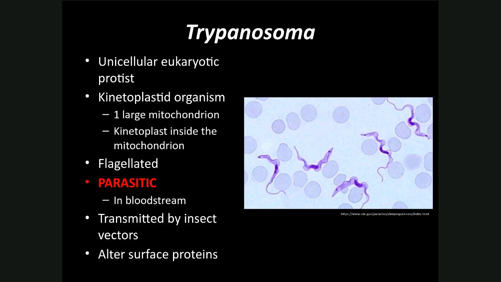So Trypanosoma is a unicellular eukaryotic organism, which is a member of kingdom Protista. More specifically, it is a kinetoplastid organism. Typical of kinetoplastids is that they have one large mitochondrion with a structure called a kinetoplast inside, and that kinetoplast contains DNA and associated proteins. Trypanosoma moves with the aid of flagella, which we'll see in just a moment. And in case you didn't figure it out already, Trypanosoma is parasitic, and it lives in the bloodstream of humans.